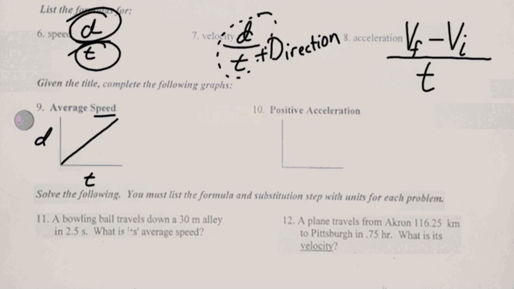A positive acceleration is implying that we are speeding up. So if we put distance over time again, we can make this line be increasing in slope as it travels along the x.